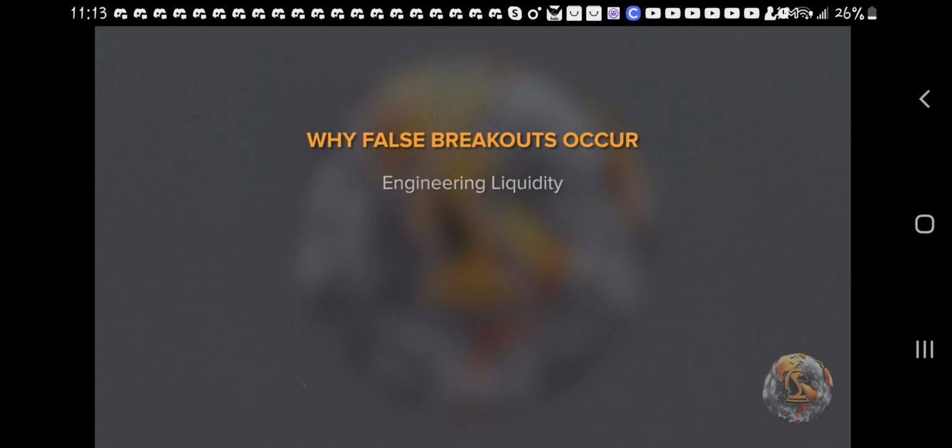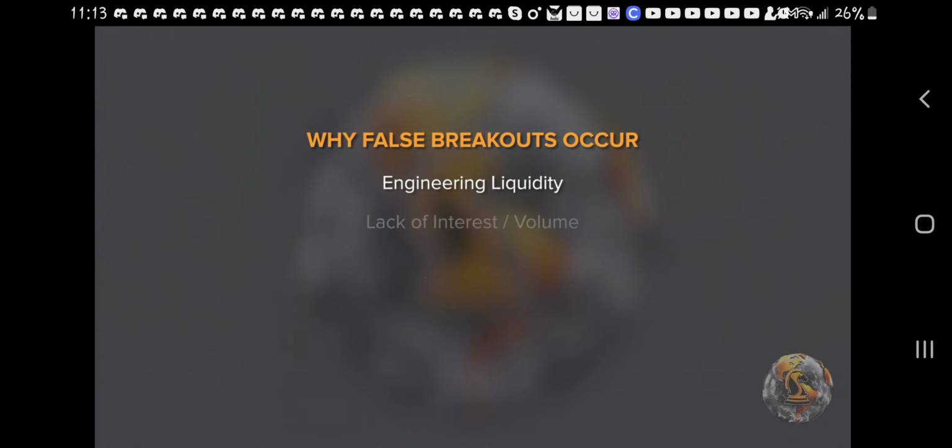First, engineering liquidity. False breakouts can occur due to market manipulation by smart money who are trying to trigger the stop loss orders or trap breakout traders with a false sense of market momentum. So they push the price above a key high or below a key low to stop people out and to induce breakout traders. That's the first and the main reason for false breakouts.